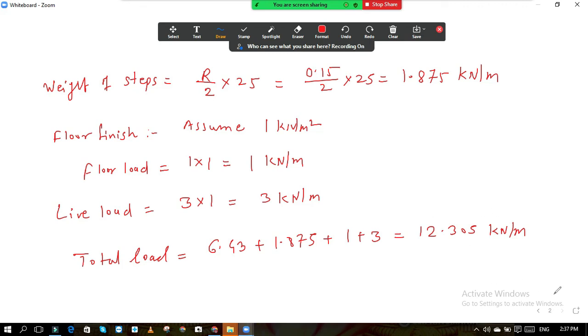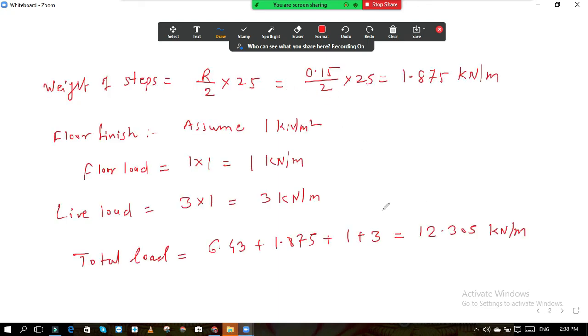Span is also known to us, effective span. So we can calculate the bending moment. So the bending moment is equal to WL square by 8. What is W? See, this is now the total load, 12.305 kilonewton per meter. This is what we can say is the working load.